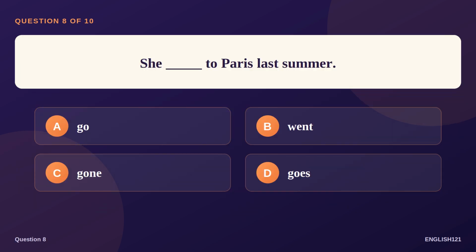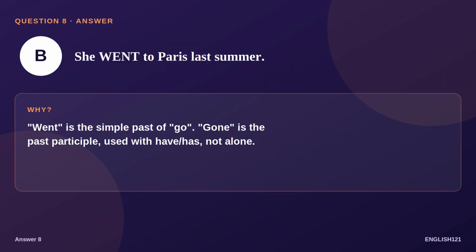Next question. She blank to Paris last summer. Go, went, gone, goes. She went to Paris last summer. Went is the simple past form of go, and gone is the past participle, or PP, which is used with have or has, not alone. For example, we use it in present perfect or past perfect.